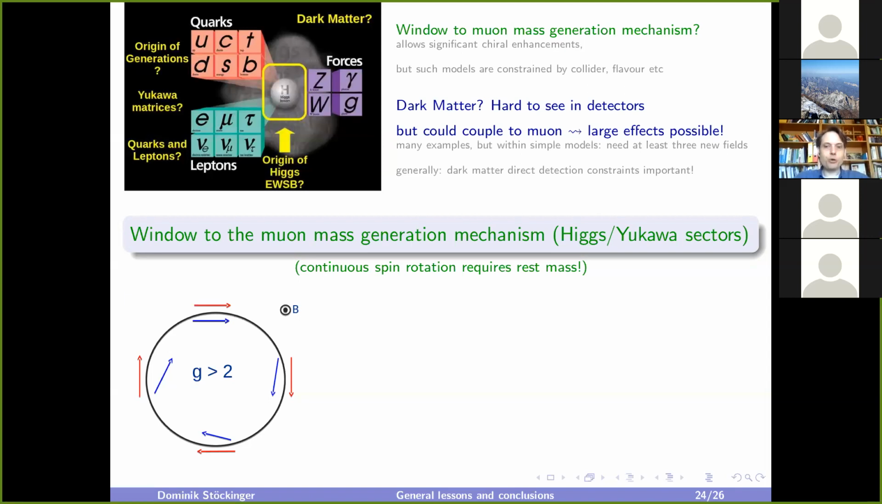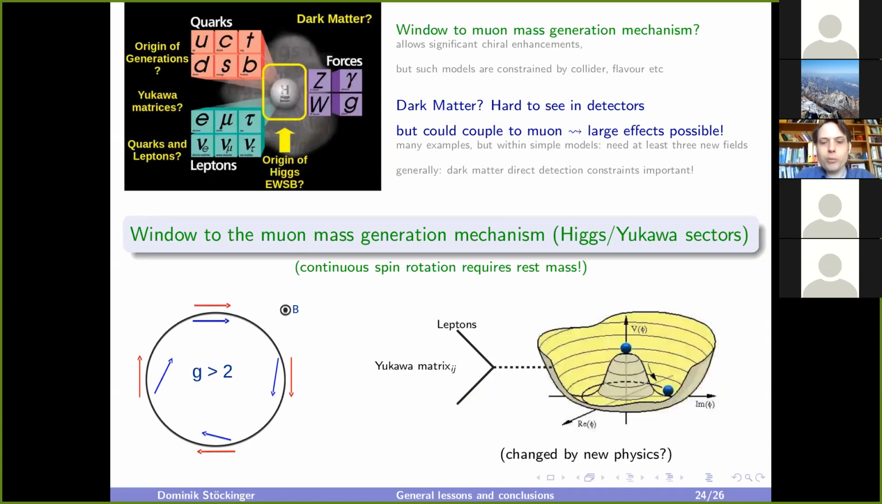If you compare it to a photon, which moves at the speed of light, it has no rest frame, and the spin of the photon is the helicity, which can only point forward or backward; the photon helicity can never have an angle. So in order to make sense of g-2 at all, we need a rest mass, and this is the reason why we have this deep connection between g-2 and the muon mass generation mechanism.